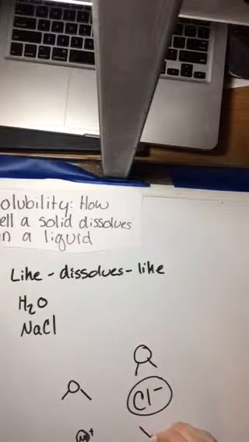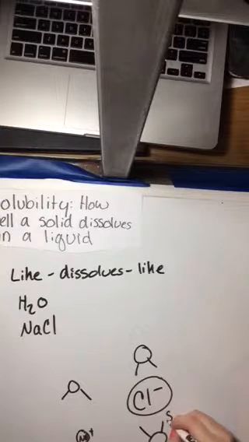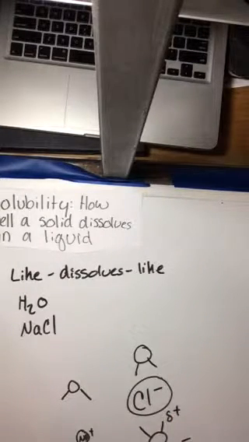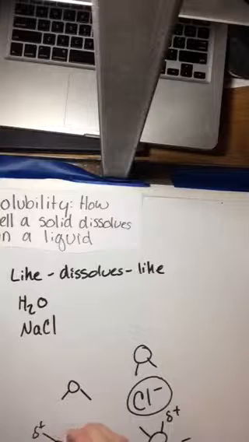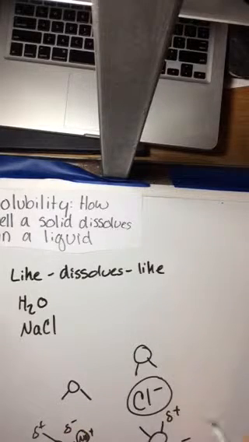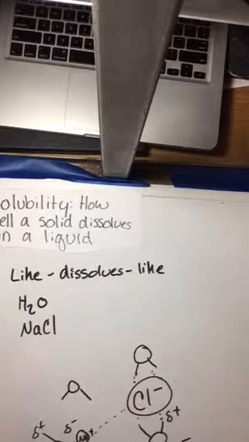The positive ends of the water will be attracted to the negative Cl, where the positive Na will be attracted to the negative part of the water. And this bond right here, and these bonds right here, will be stronger than this bond right here, and will pull them apart. And that's why NaCl is soluble.